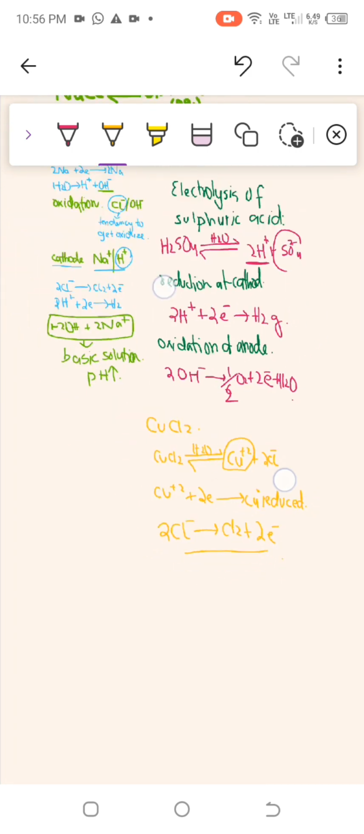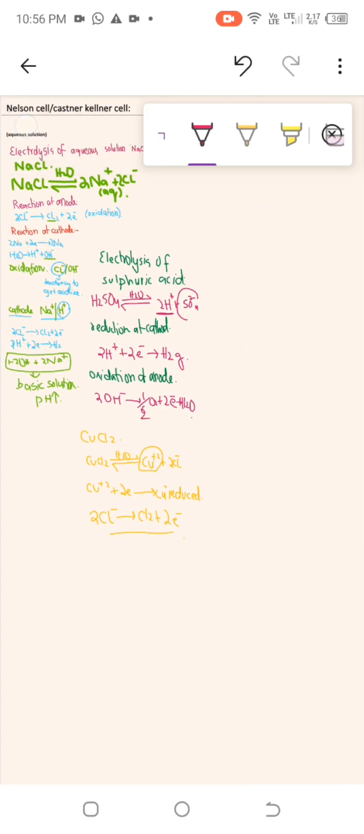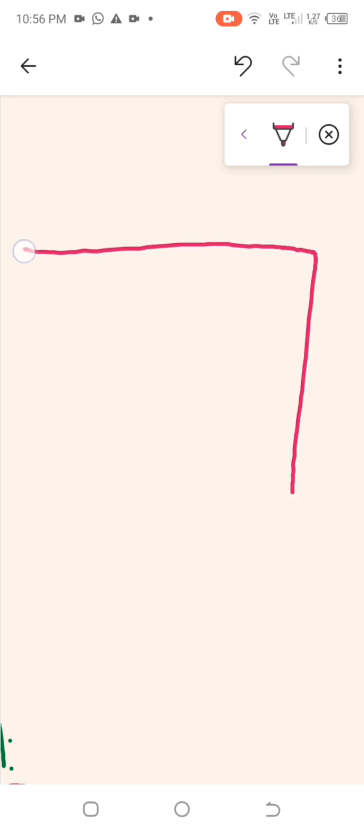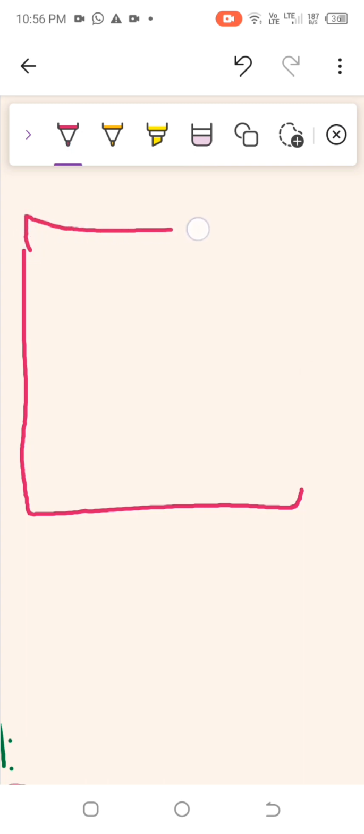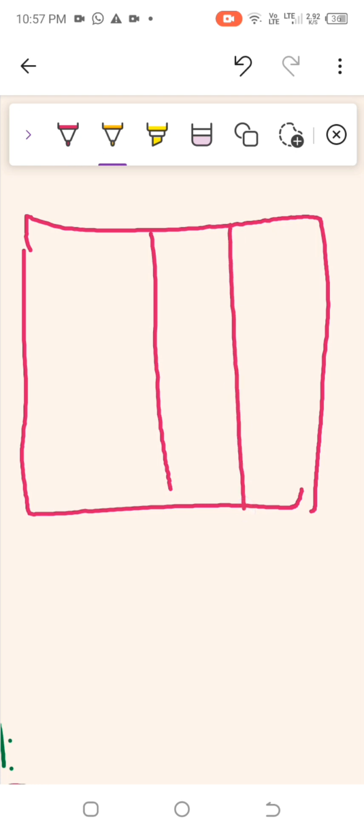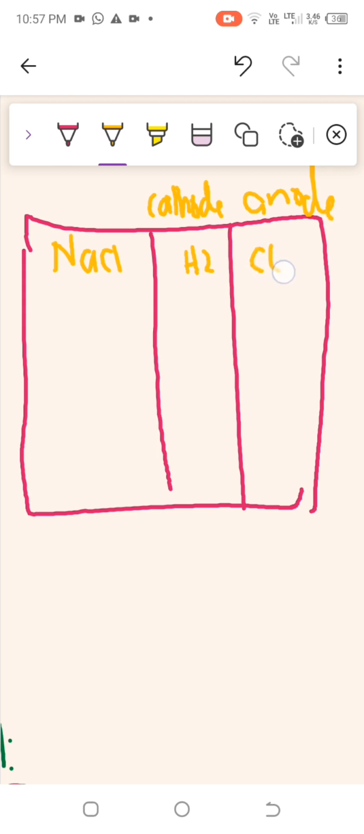So I hope that it is clear to you guys. Now let's make a chart of this. It will be even clearer to you guys. As in the last video we made the chart of the molten, now we are making the chart of the aqueous. So here we have aqueous, these three, right? First we have aqueous NaCl. The product at cathode will be H2 and chlorine will be the product at anode.